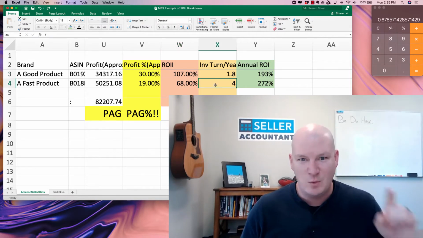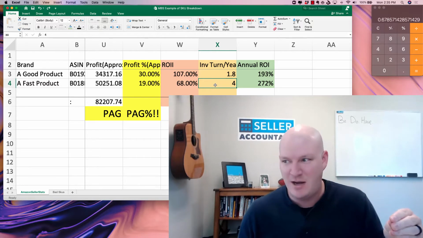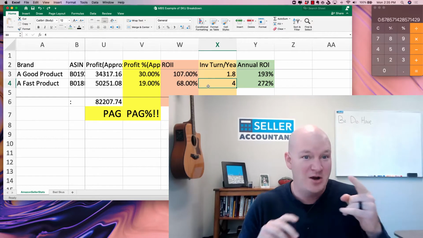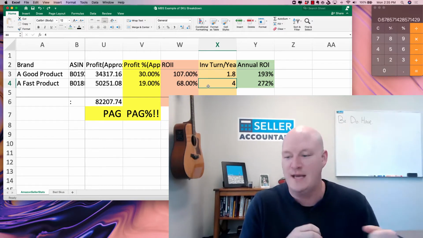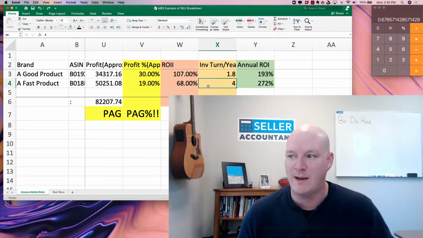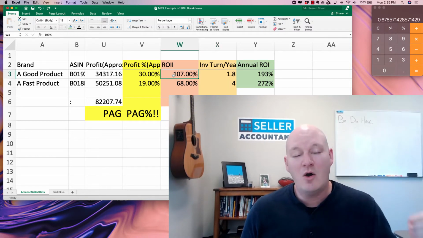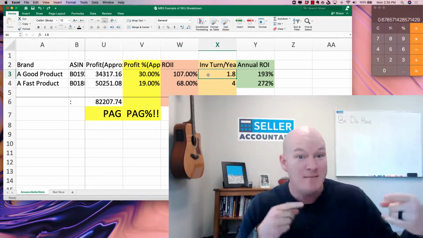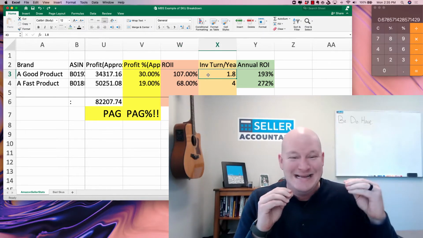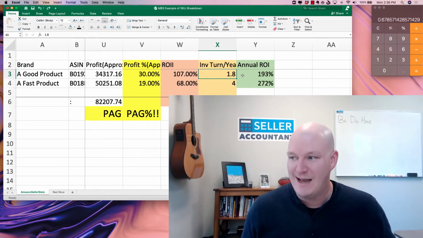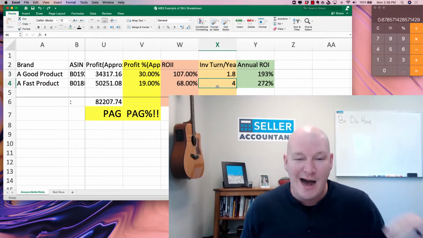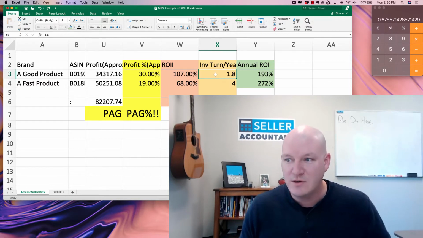But the fast product wins in this situation because I can take that same dollar, and instead of turning it less than twice a year, I can turn it 4 times a year. Every quarter, I can take that same dollar, invest it again, buy more product, buy more product, buy more product. And so if I multiply that ROII, that return on inventory investment, by the number of times per year that I can take that cash and create profit from it, what I see here is, oh my gosh, I never would have guessed this, but over the course of a year I would actually prefer the second, higher velocity product to the first, more profitable product.